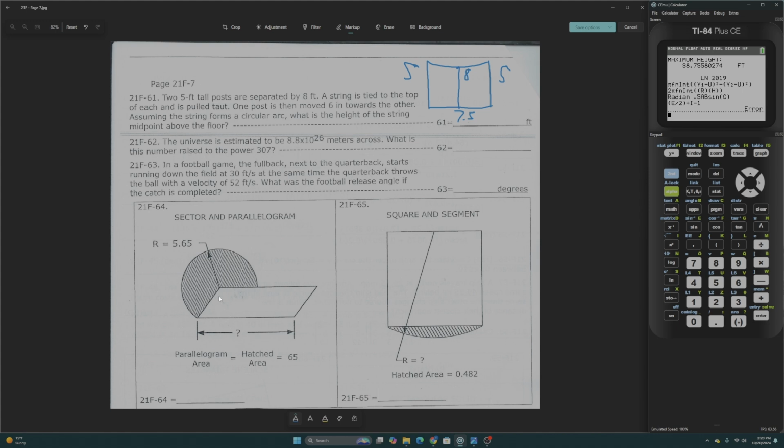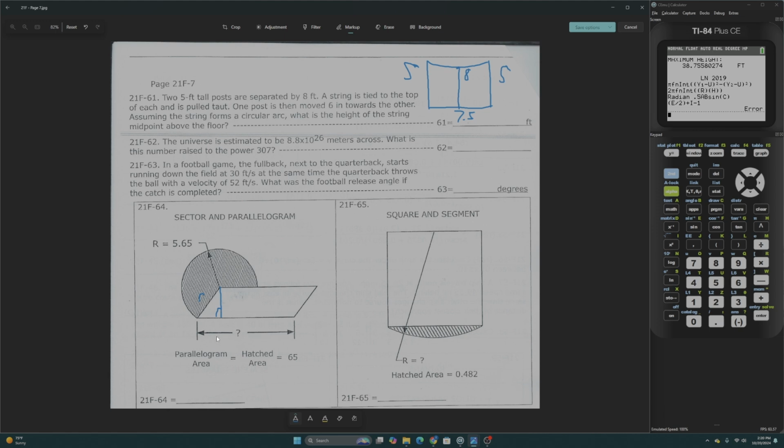All right, going on. So for this problem, we know that it's a parallelogram, and that this hatched area is the same as the parallelogram. And we know what the radius is. And the radius is the same as that right there, right? So the area of a parallelogram is the height times the base, right? Which we could figure out by using the radius as the hypotenuse in this right triangle.